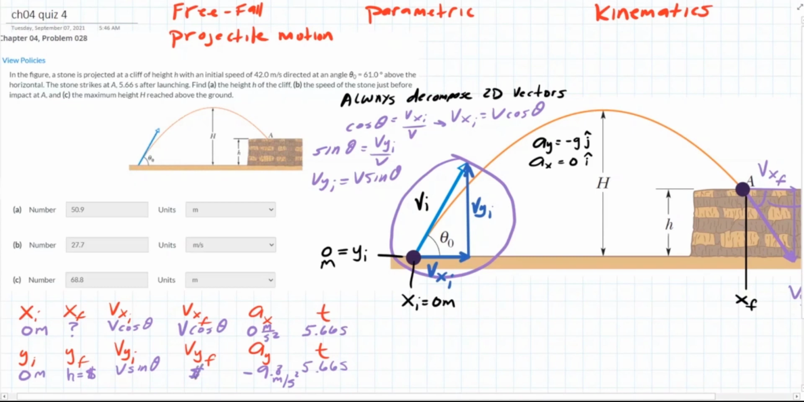I can see this for part B. All right, so let's see. The stone strikes point A at 5.66 seconds after launching. Find the height. So I just want to make sure I have all my unknowns. That is for sure an unknown. Find the speed of the stone at impact. So this is an unknown. In fact, I already know it. And this is an unknown because I have two contributors to speed, an X component and a Y component. And the maximum height, which is not even here. I'm going to come back. So part C is going to be another chunk of work, but there is my 6-column data table.